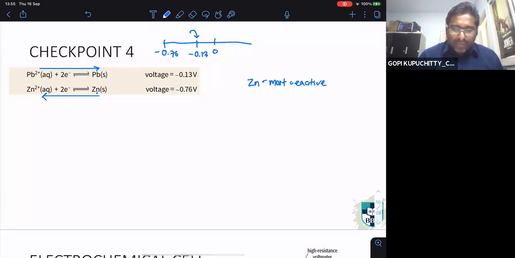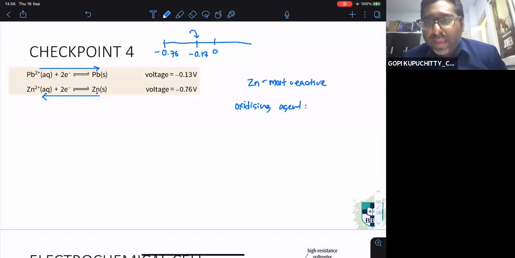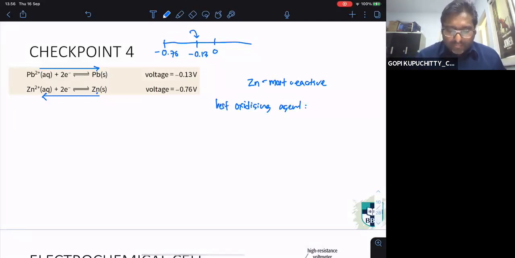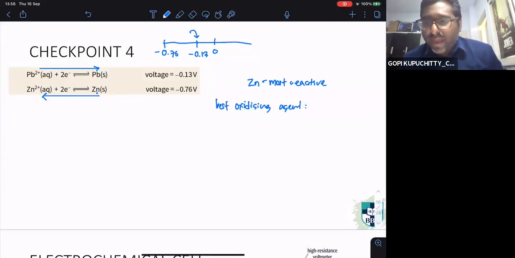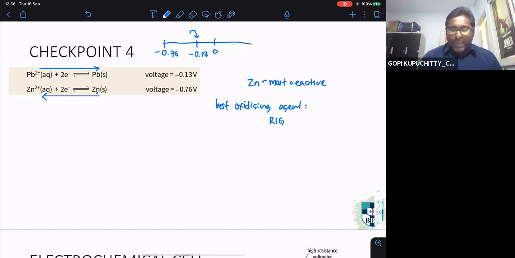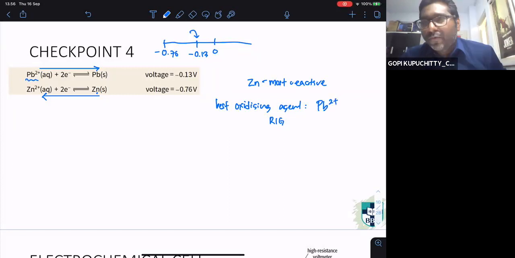And then if I change a bit, which one is a very good oxidizing agent? What is an oxidizing agent? An oxidizing agent is something that will oxidize others, but they themselves will get reduced. So what is reduced? Reduced is gain of electron. One is going to be gaining electron easily. You see this Pb2+. So Pb2+ is the best oxidizing agent over here.